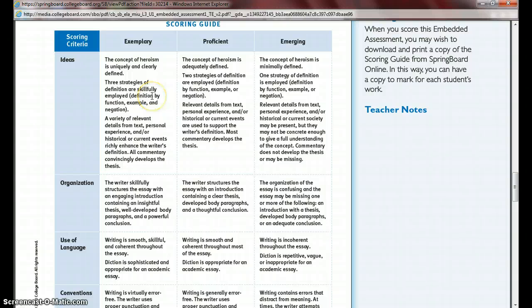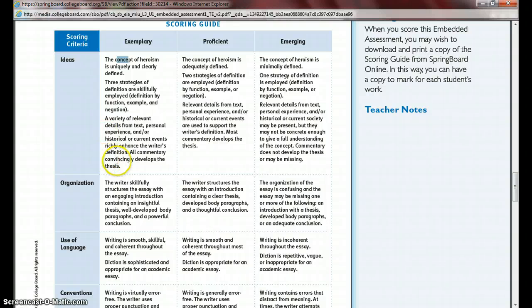Just like when you unpack with your students, you really want to go through here first and decide what's important. So in the ideas section of this is the definition of a hero essay. We want their essays to focus on the concept of heroism, and I would circle, concept of heroism is uniquely and clearly defined. The strategies of definition are skillfully employed, and this is the function example of negation.